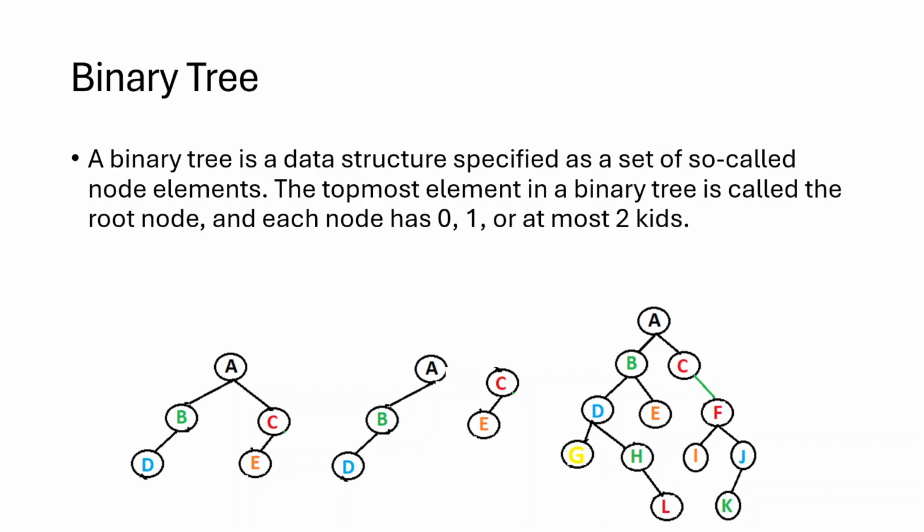So that's a binary. Binary means what? Two. At most two children should be there. Maximum can be two children and minimum can be a single node. That's a binary tree. So these are the different types of binary trees you can see here.